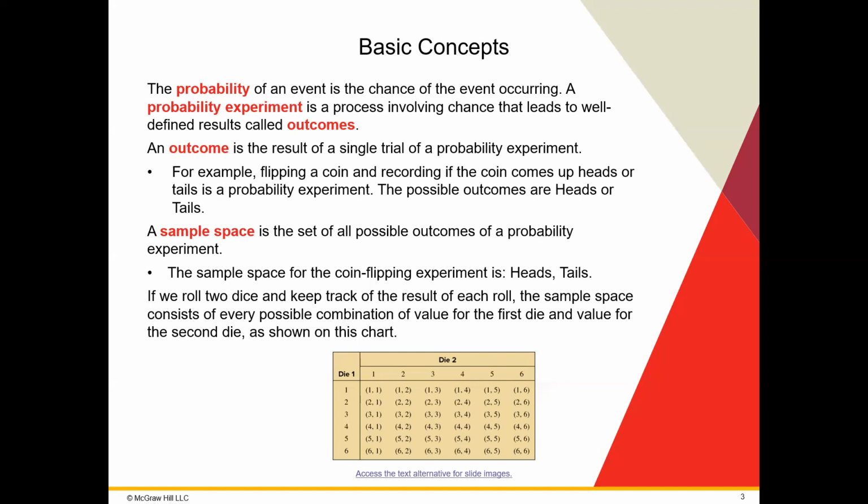When you conduct an experiment, whatever the experiment is, there has to be some sort of outcome, and the outcome has to be well defined. It cannot be a gray area. An outcome is always the result of conducting a single trial of a particular experiment. For example, when you flip a coin, there's going to be an outcome, and the outcome is either going to be a head or a tail.